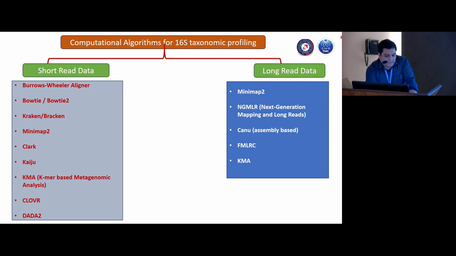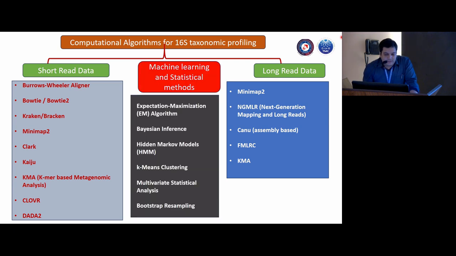People in computer science are now trying to find more algorithms. But the heart is those machine learning and statistical methods: expectation maximization algorithms that we use here at ACTREC, Bayesian inferences, hidden Markov models. Just to let you know what a hidden Markov model is, there was one question about how base calling actually is performed.